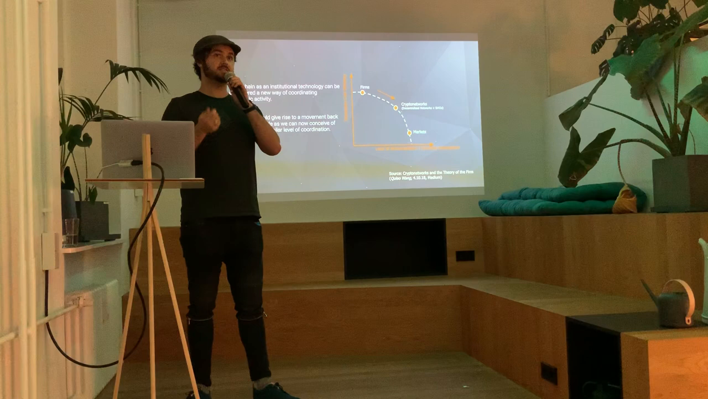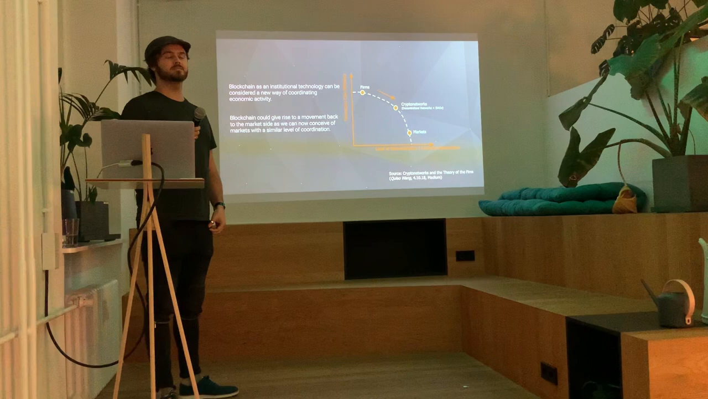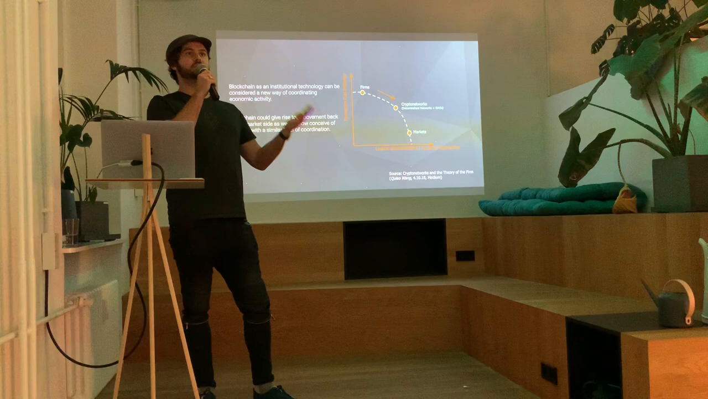Sorry, I just didn't understand. Are you saying that blockchains are less transaction efficient than firms? The cost of transactions in blockchains is higher than that in firms? I'm saying they can structure a nexus of contracts that is more efficient and looks more like a market. So it's lower cost than higher. Yeah.